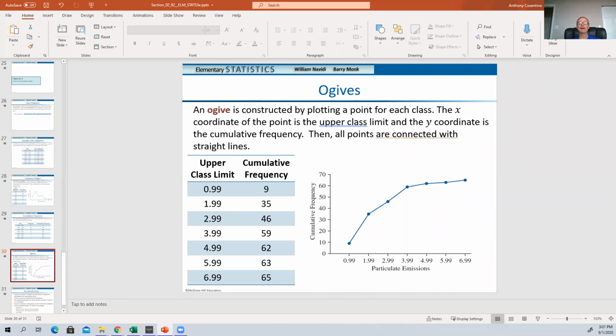So that ends lectures for section 2.2. There's one part of section 2.3 that we're going to go over that I will do next, and then that'll end chapter 2.